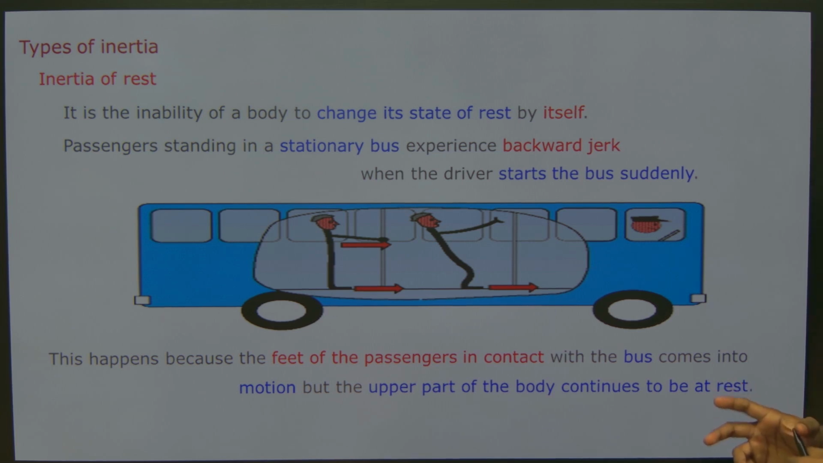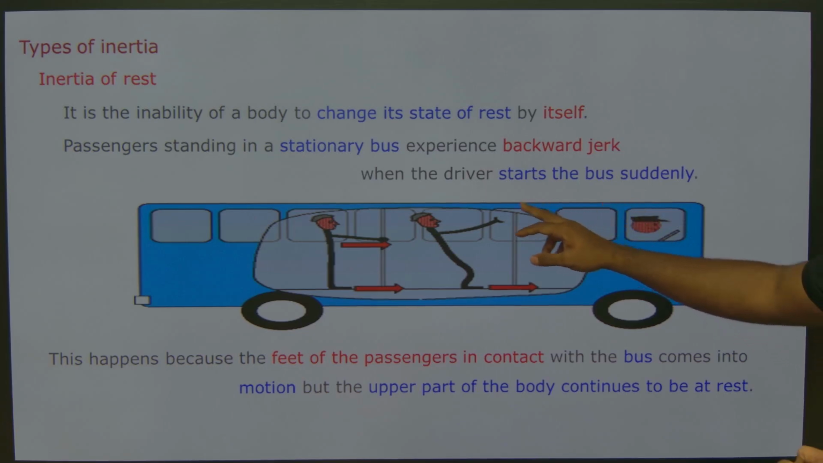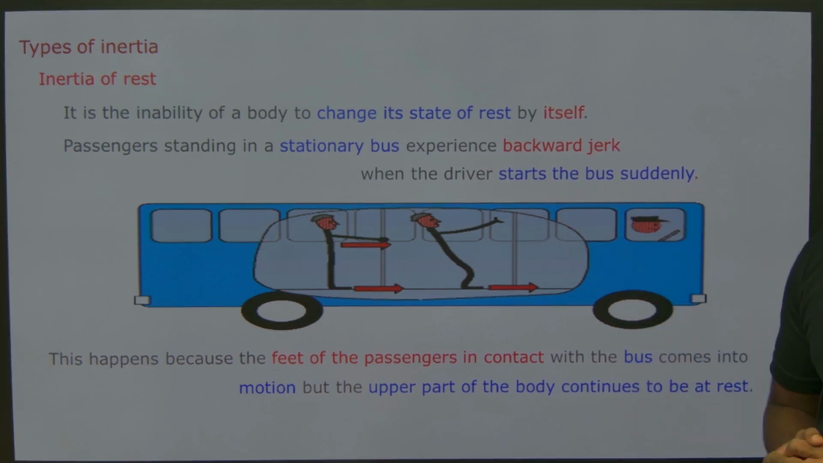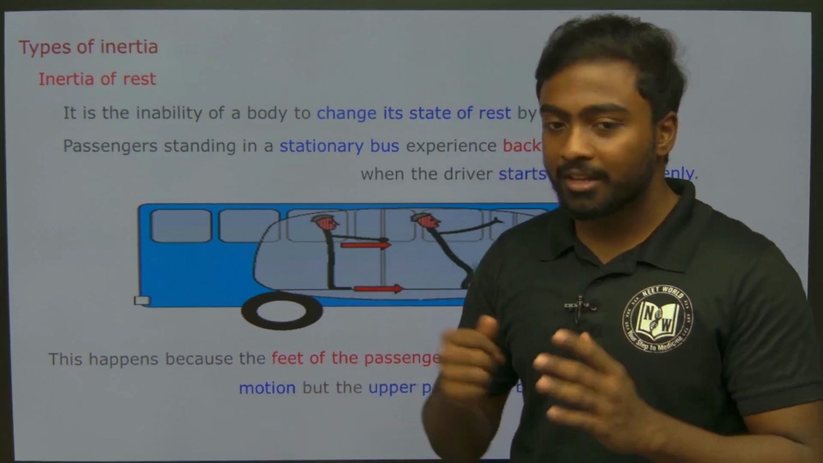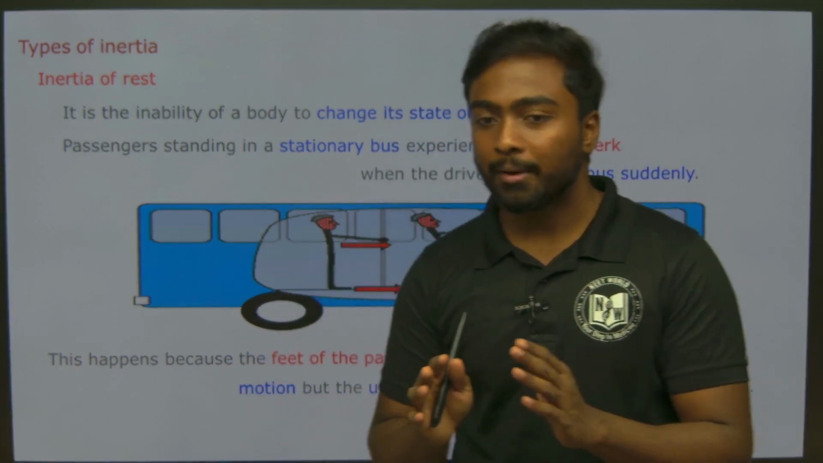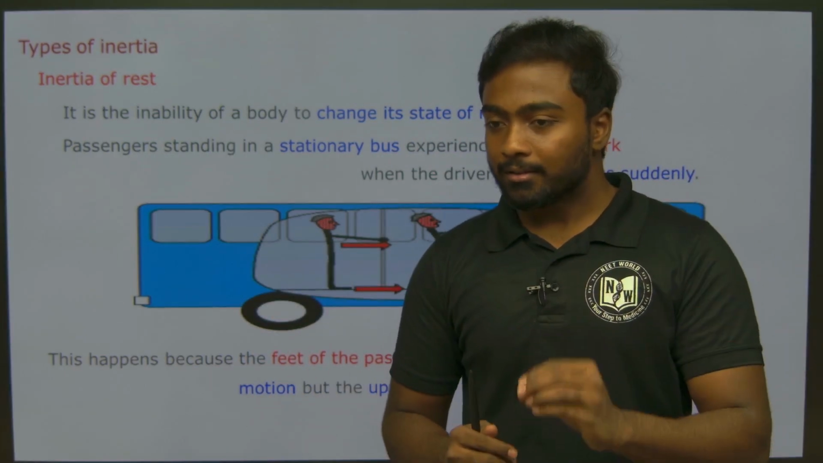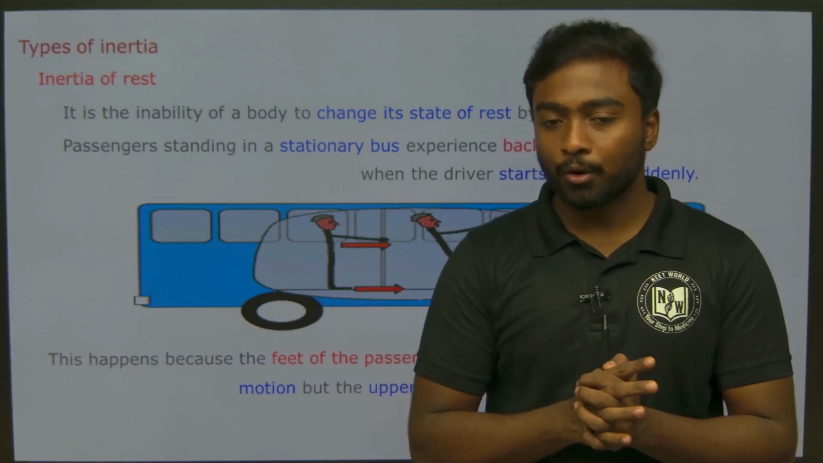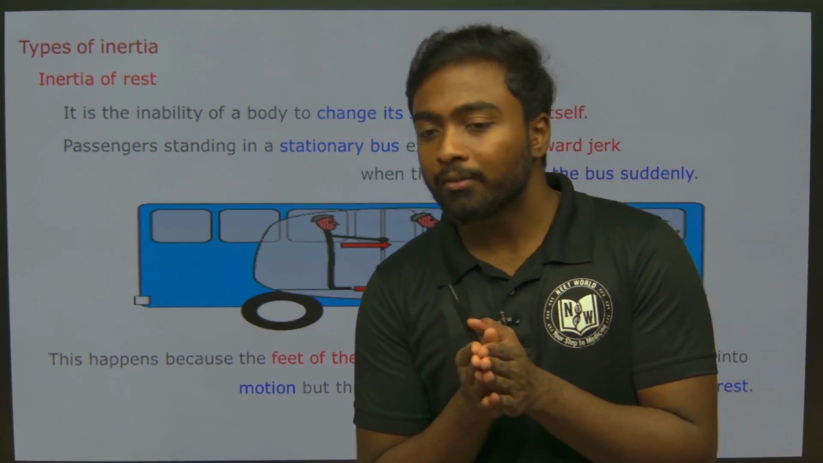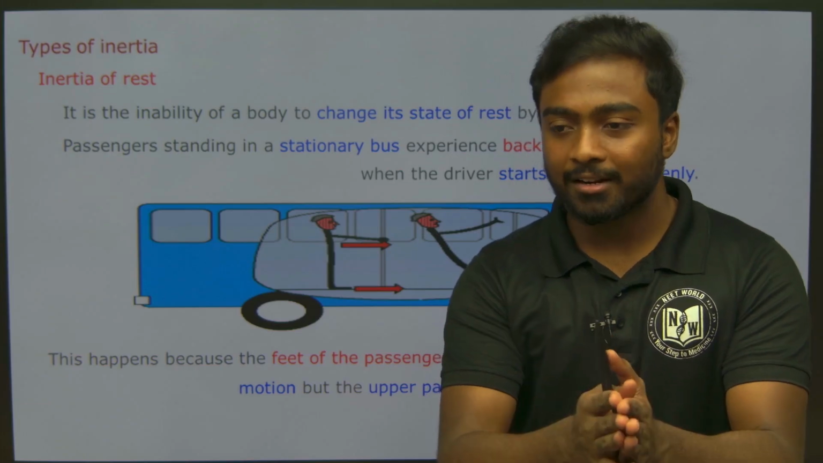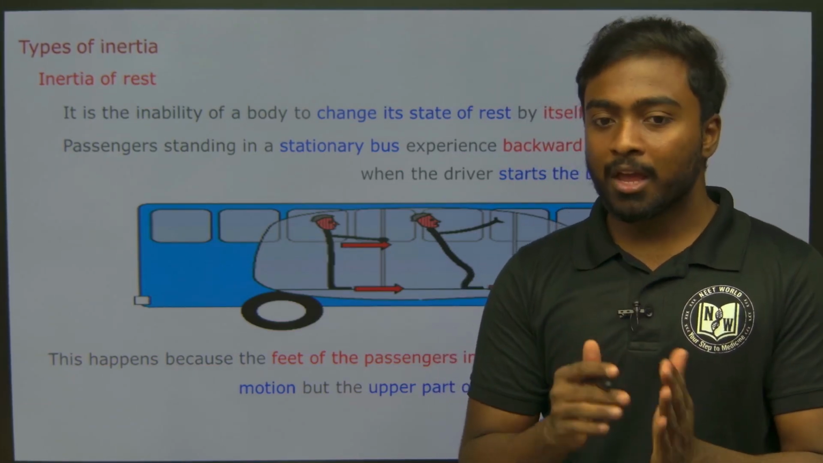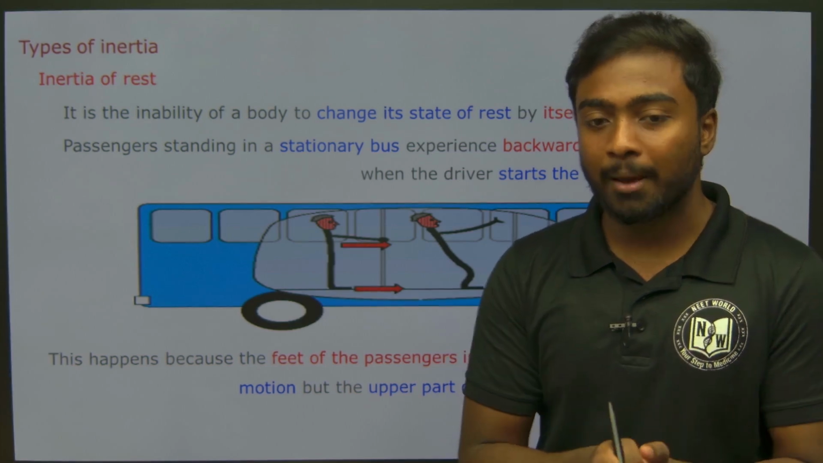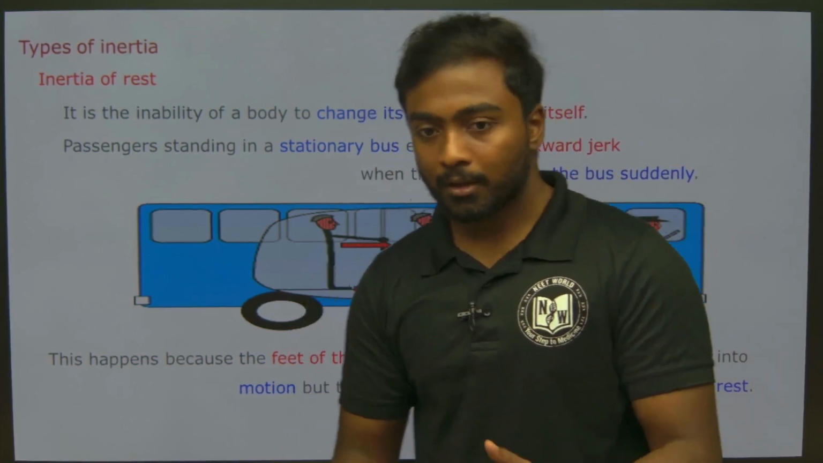Passengers standing in a stationary bus experience a backward jerk when the driver starts the bus suddenly. So what happens when we are inside the bus? You went to the bus stop, a bus is there, and you have sat down. What will happen if the driver starts suddenly? We will move back, no? If the driver stops suddenly, what will happen? We will go front. Yes, no?